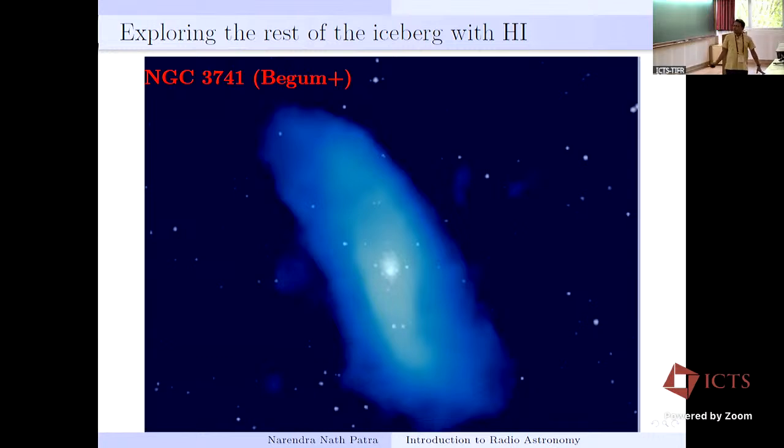gas. So these are very interesting questions, because this clearly points out the galaxy formation and evolution process. How come this small galaxy can accumulate this large amount of hydrogen, and so on, right?